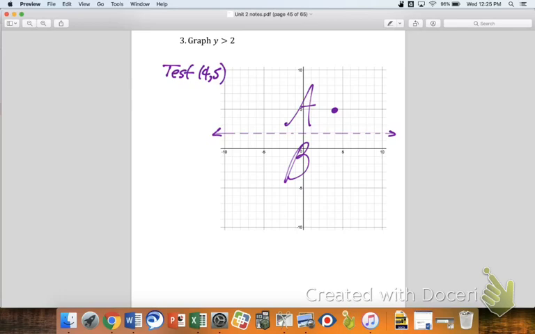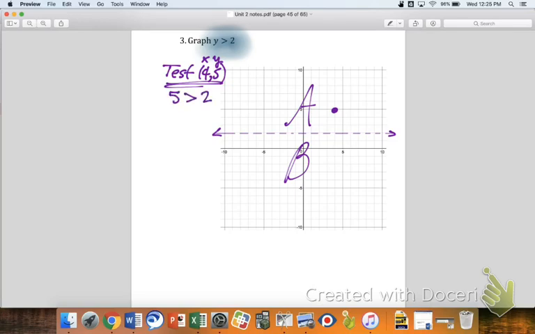If I test out (4, 5), look back at my inequality. What is the only input in that inequality? A y. And so my test value's y value is 5, right? My test value is (4, 5). This is x, this is y. The only place I can put anything is for the y, and y is 5 for my test value. So I would write 5 is greater than 2.